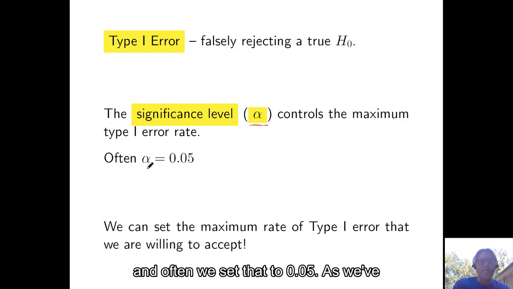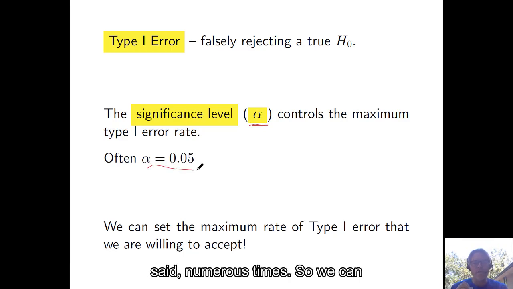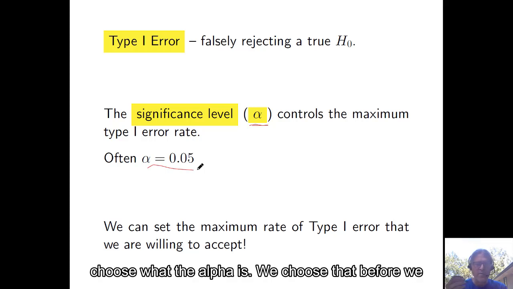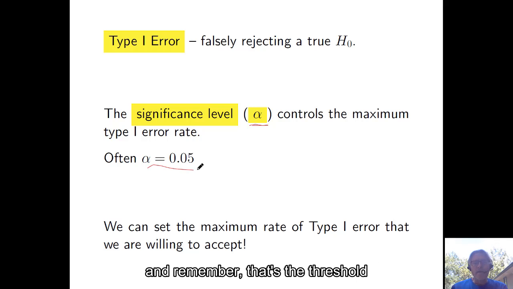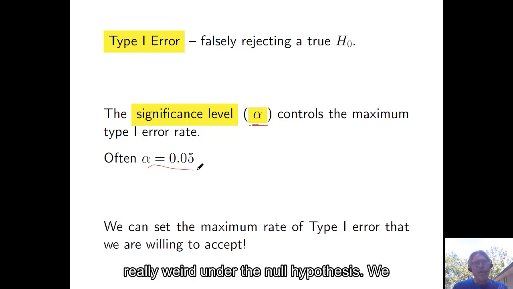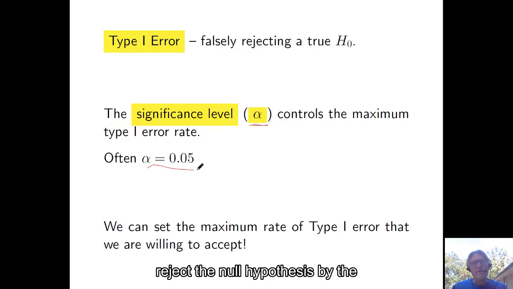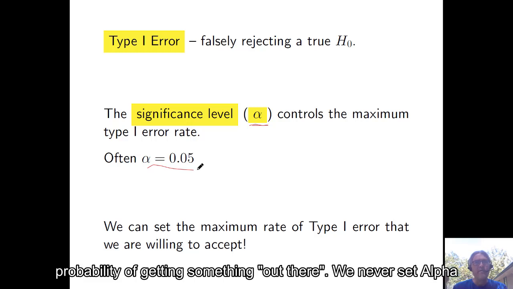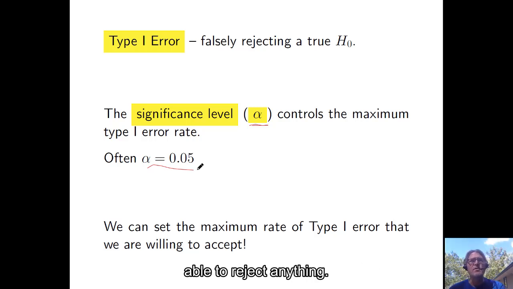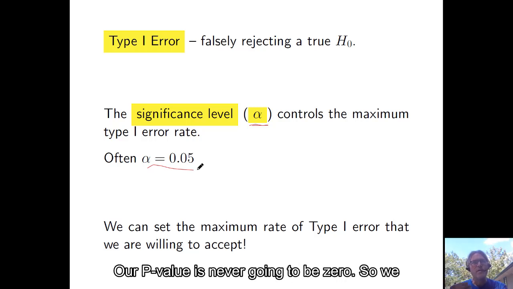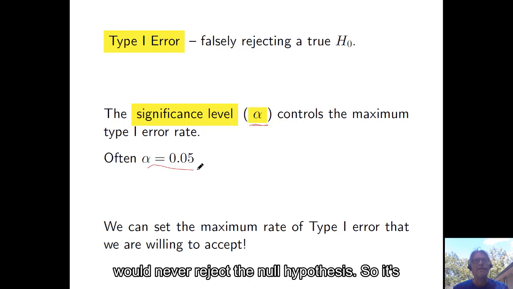And often we set that to 0.05, as we've said numerous times. So we can choose what the alpha is. We choose that before we do the test. And remember, that's the threshold for when the data look really weird under the null hypothesis, and we reject the null hypothesis. But we never set alpha to 0, because then we would never be able to reject anything. Our p-value is never going to be 0, so we would never reject the null hypothesis.